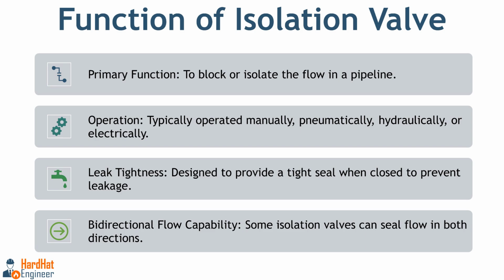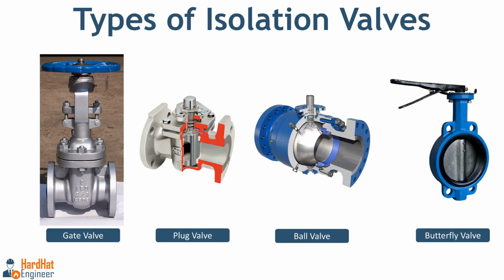Additionally, some isolation valves are designed with bidirectional flow capability, allowing them to seal off flow from either direction, enhancing their versatility and reliability in various industrial systems. As you know, there are many types of valves available, but which one would you use for isolation? Valves that can provide reliable sealing known as bubble-tight sealing when fully closed are used for isolation.